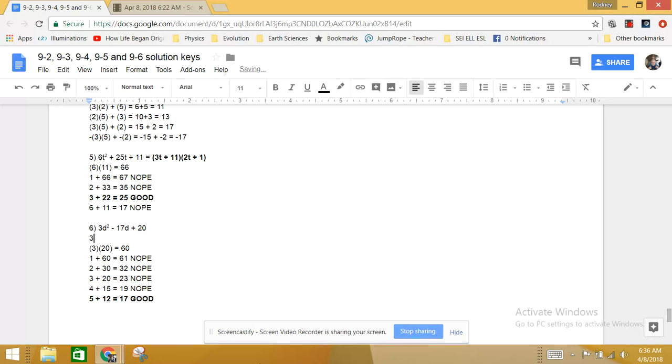So I'm going to have 3d squared minus 5d minus 12d plus 20. And I'm going to show you that it actually doesn't matter if you did it -5d and -12d or -12d and -5d. It'll work either way. So I'm now going to group this. I'm going to put parentheses around this.